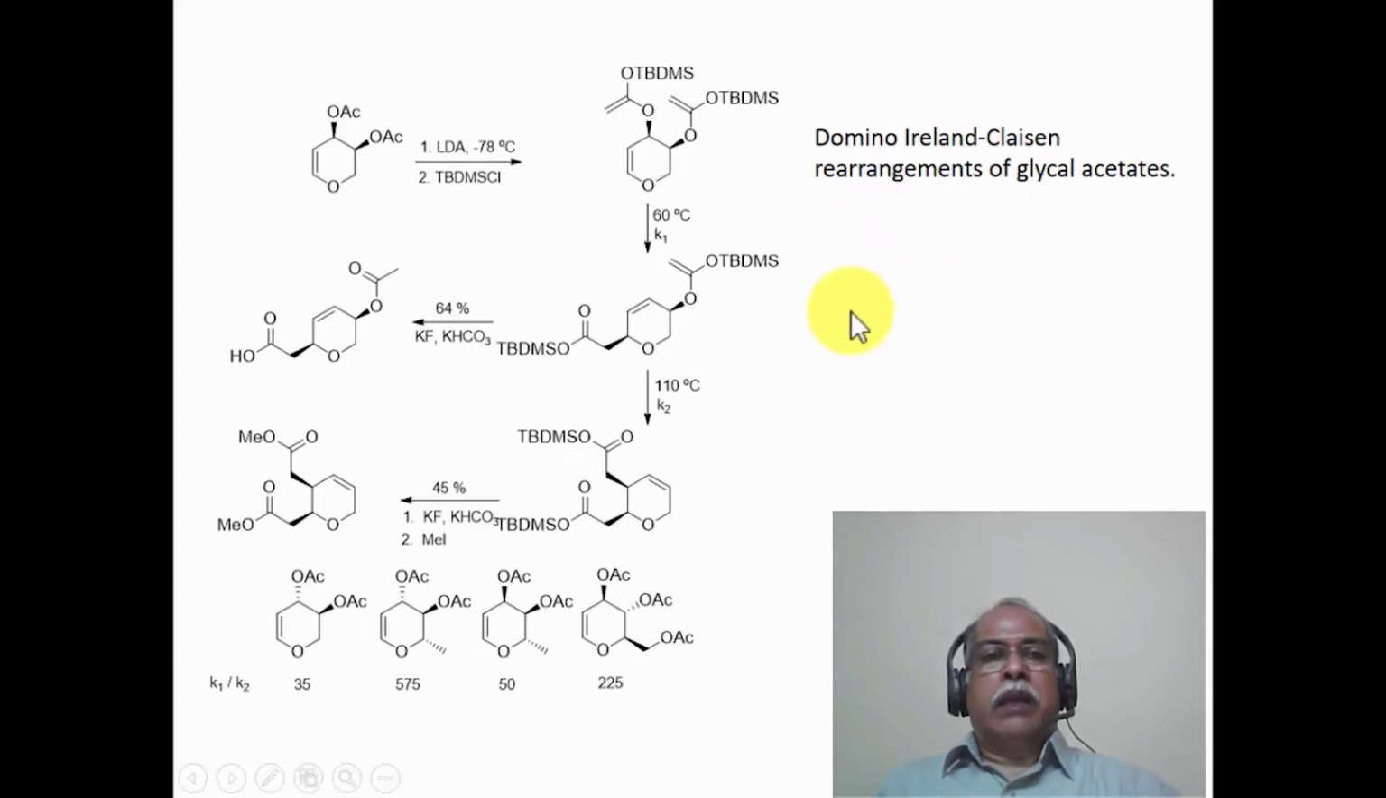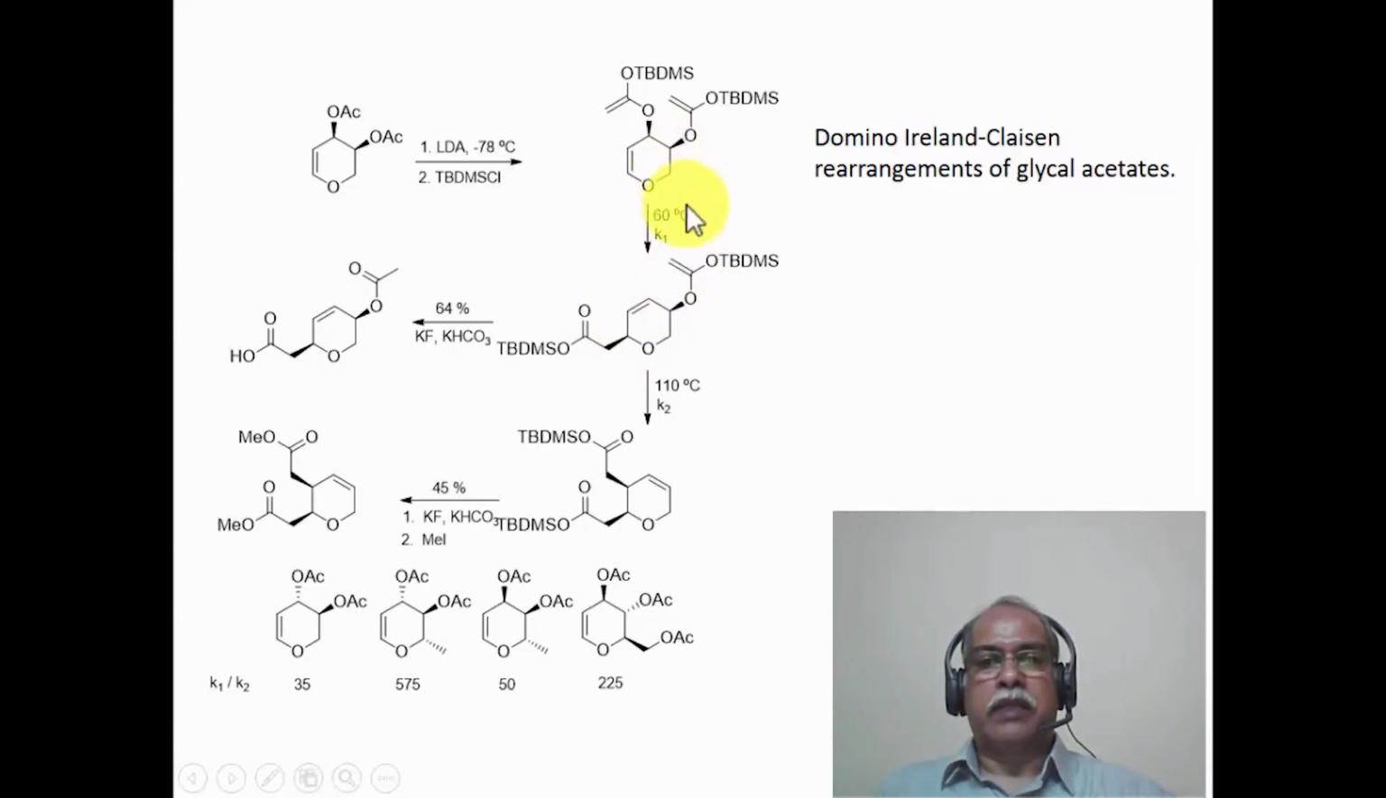Here is a diacetate. This is a domino Ireland-Claisen rearrangement of a glycol acetate. This is a glycal, and the diacetate of the glycal is what is taken. When it is treated with lithium diisopropylamide and tertiary butyl dimethyl silyl chloride, the corresponding enol tertiary butyl dimethyl silyl ketene acetals are formed, and this is set up for a 3,3 Claisen rearrangement now. This is the bond that is going to break, and stereoselective syn suprafacial migration to this position essentially generates this particular system. This is now a vinyl allyl system again, so the domino process takes place.